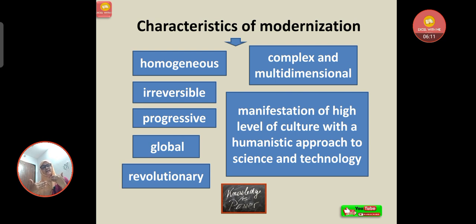Now the next one, it is revolutionary. That means it is a revolutionary process. Change from traditional to modernity is radical, with the purpose of a new pattern of social and cultural behavior. Then the next one, complex and multi-dimensional. That is, modernization is a complex and multi-dimensional process because it is an interconnected process with reference to all areas of human thought and behavior. As such, it includes industrialization, urbanization, social mobilization, communication, etc. Then modernization may be regarded as the manifestation of a high level of culture with a humanistic approach to science and technology. So these are all the characteristics of modernization.